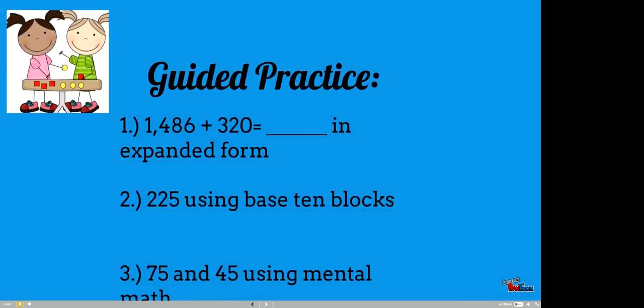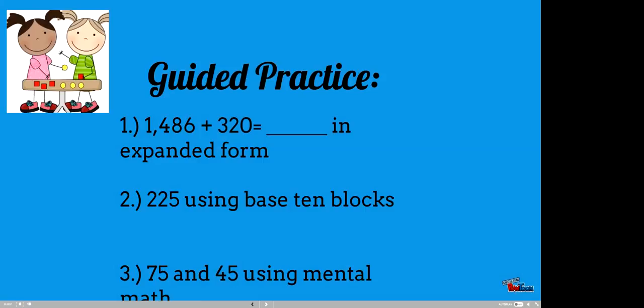As their guided practice, the students will have 3 different examples that they would work with a pair or with their partner. The first one would be looking at the number 1,486 and the number 320. Students will be able to compose numbers in the expanded form. I will display an anchor chart for expanded form to aid students who are still trying to understand the concept.